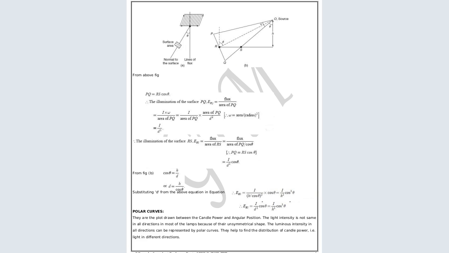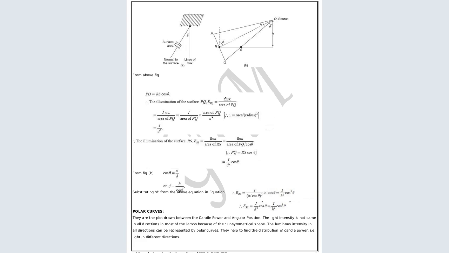The illumination of the surface PQ, that is EP, is equal to flux over the area. We normally know that illumination is flux over area, so it is going to be flux over the area of PQ, which is equal to I omega over area of PQ, which is equal to I over area of PQ times area of PQ over D squared. So when we cancel this out, we get I over D squared.